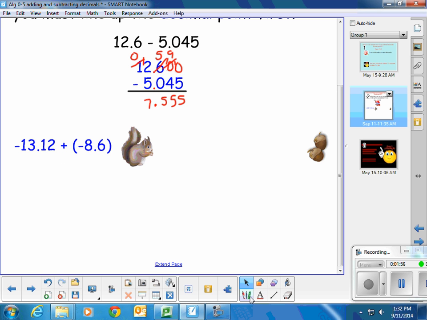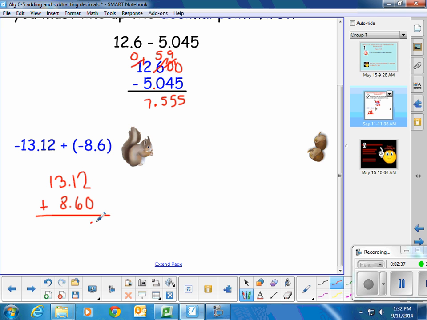All right, for our next example, we throw in some negatives. Since they're both negative, they're the same sign, so you're going to add and keep the sign the same. So I'm going to go ahead right now and add these two numbers together. I'm going to stack them up, lining up the decimal. So 13.12 plus 8.6, or 13 and 12 hundredths plus 8 and 6 tenths. Again, since they're the same sign, we're going to add and keep the sign.